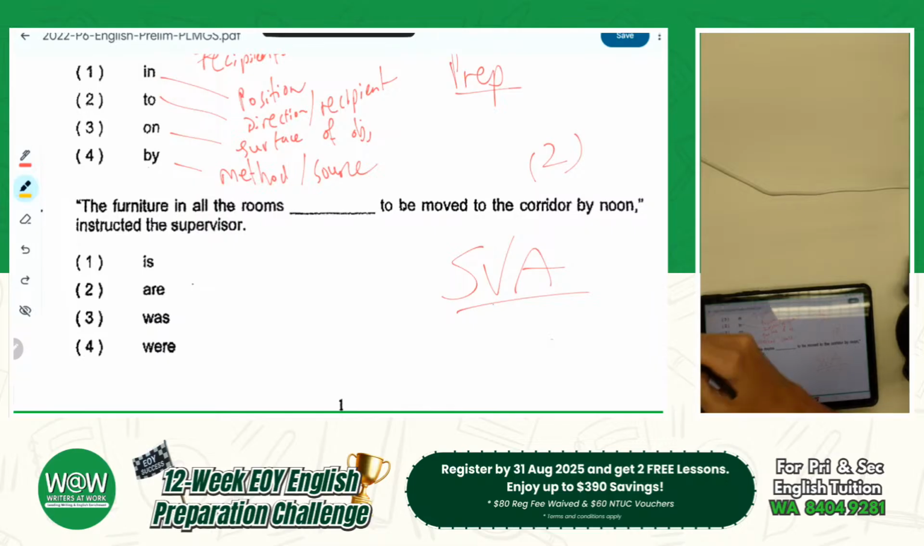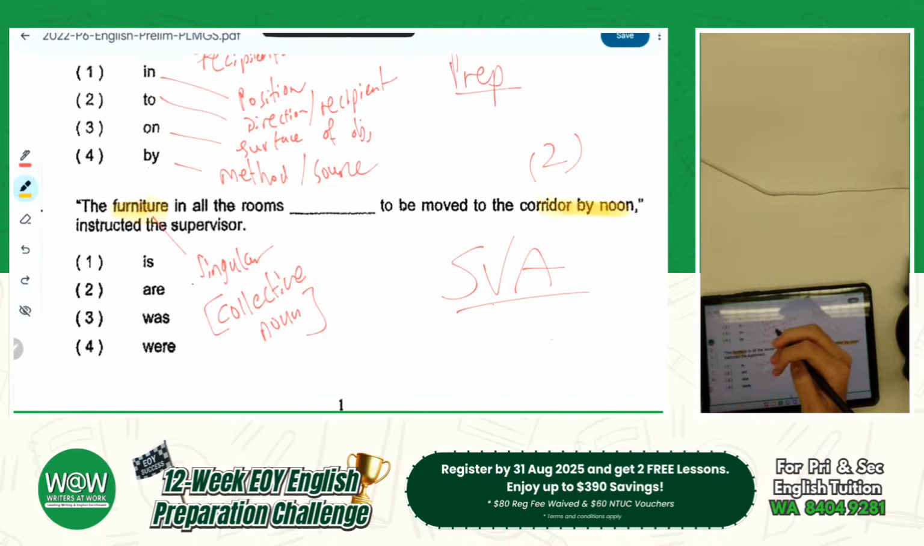Okay, just take note. Furniture here is a collective noun, so it will be singular. Okay, so in this case here, you can see that the supervisor talk about something that will happen in the future. So we will use present tense. So present tense and singular, the answer is actually is, not are. Oh, 2 was the previous one. Okay, sorry.